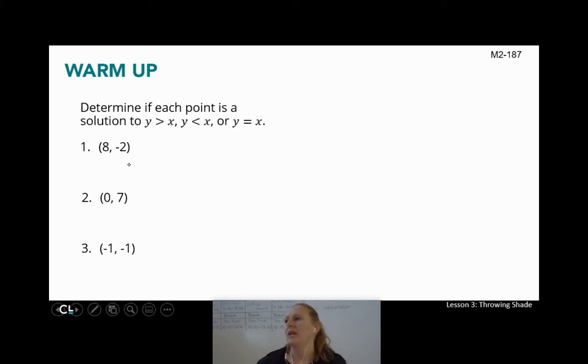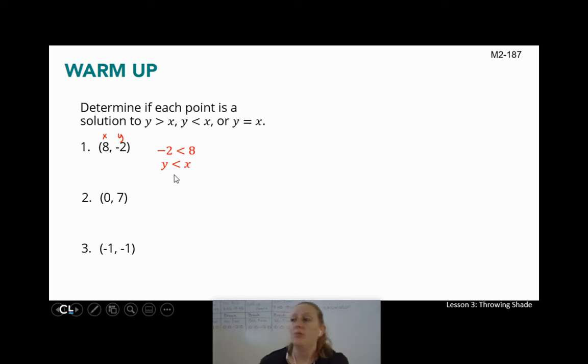So we know how this goes. I'm going to grab my pen here. We know this is the x-coordinate. We know this is the y-coordinate. So I do want the y-coordinate in front. So I'm going to say negative 2, and I'm going to compare it to 8. Well, negative 2 is less than 8, so I would say that y is less than x. So this point is a solution to y is less than x.